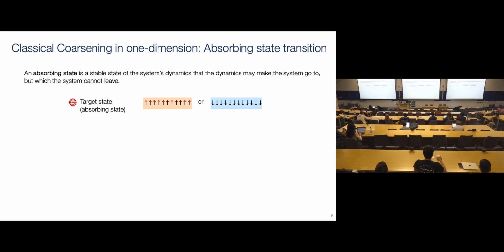Okay, so this is the first part of my talk. We go back to the classical coarsening in one dimension. I'm trying to understand the simplest example we can think of, and as I told you, I'm thinking of the absorbing state transition. What is an absorbing state? Let's think about starting with any random initial bits, like zeros, ones, or ups and downs, and we have a goal to get into the target state. The target state here is that I want all the bits to be ordered up or ordered down. And once you're inside the absorbing state, by the definition of an absorbing state, you cannot get out of the state.